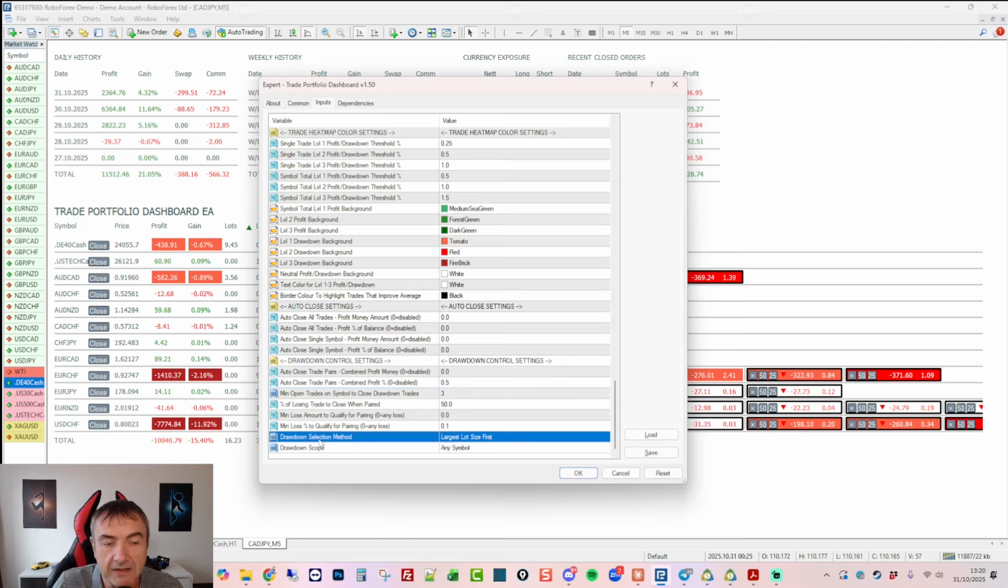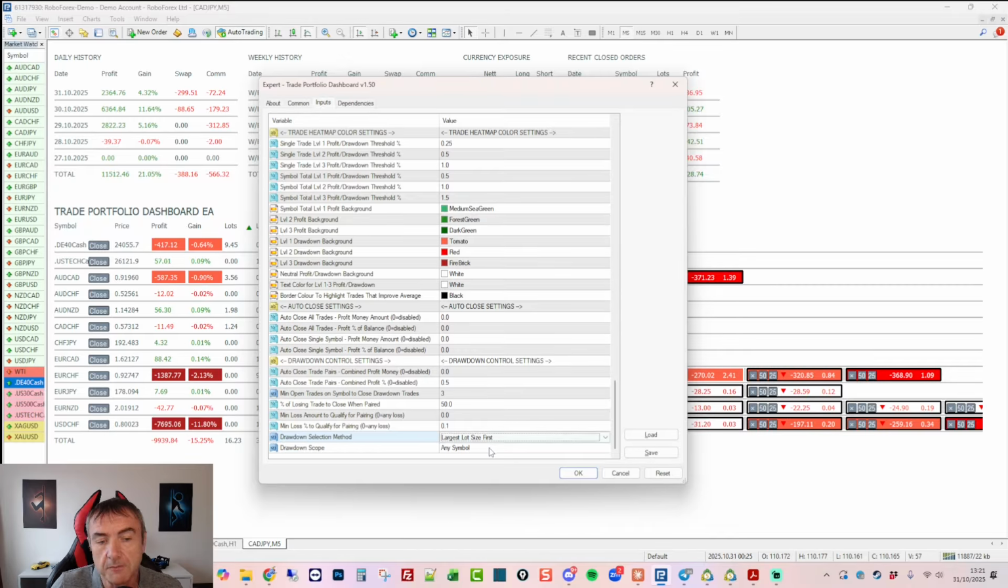You can also select the drawdown selection method as the largest lot size first or the largest loss. So when it's cycling through looking for trades to close out, it will always go to either your biggest loss first or your biggest lot size first, depending on how you want to reduce the exposure on your account. It's either going to be a reduction in money or a reduction in exposure and risk, which is your lot size.